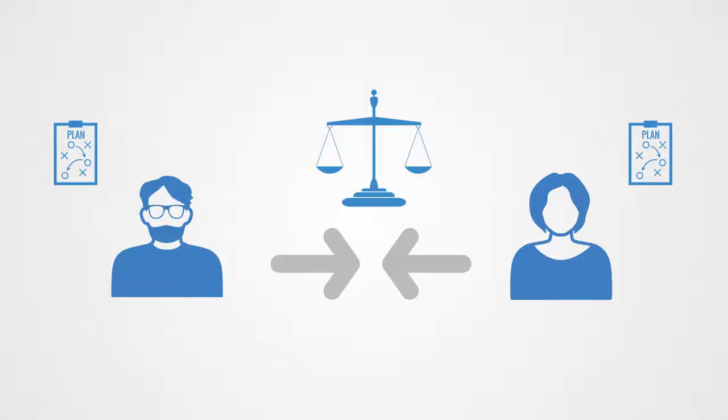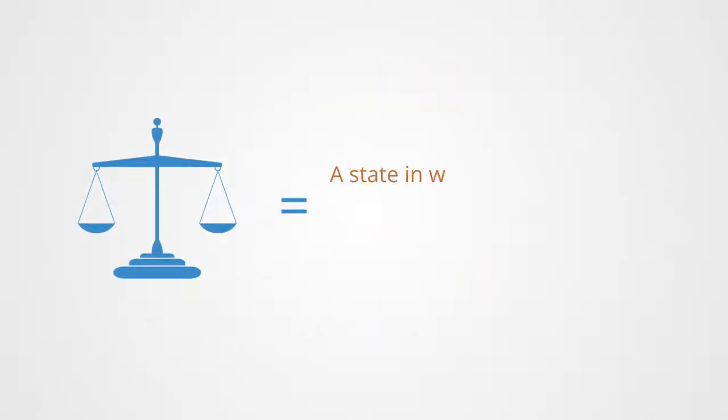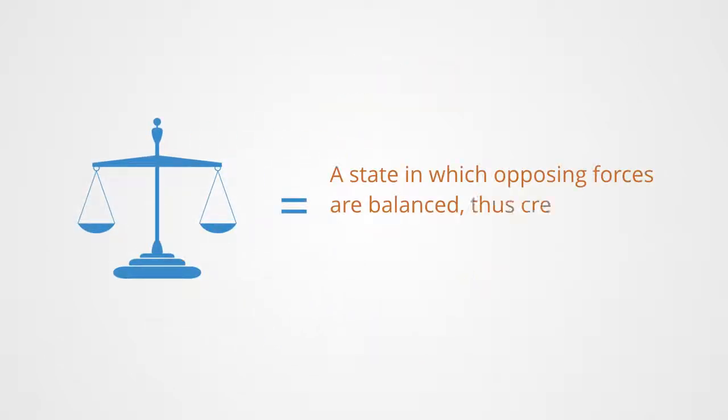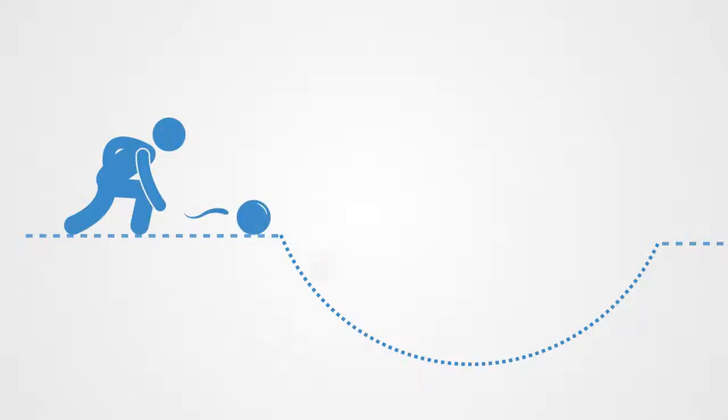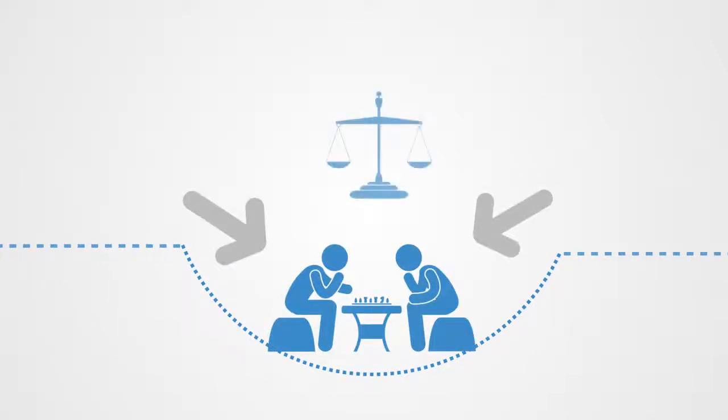This stable outcome is what we call an equilibrium, where equilibrium in the general sense means a state in which opposing forces are balanced, thus creating a point of stability and stasis. When we see a ball at the bottom of a bowl, it is in a state of equilibrium, because if we put it anywhere else in the bowl, the force of gravity would act on it to pull it back to this static point.